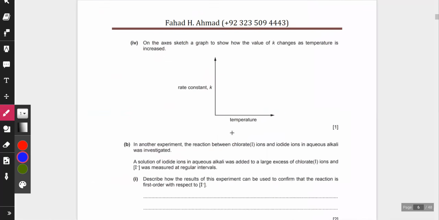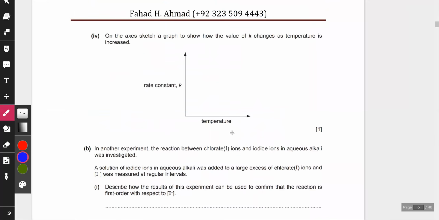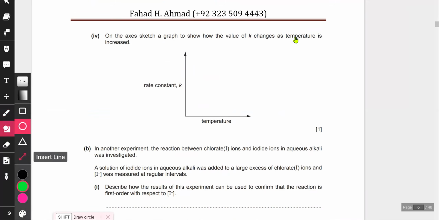That's the next one. Again, how does K change as temperature is increased? If you keep on increasing temperature, K will also continue to increase. That's it. And it should probably start at the origin, because if temperature is 0 kelvins, the rate should be exactly 0. No reaction should be happening.